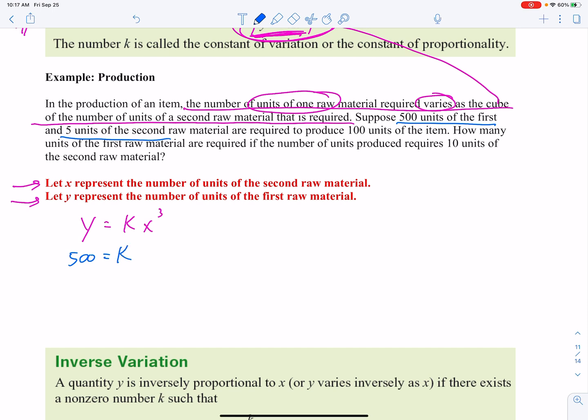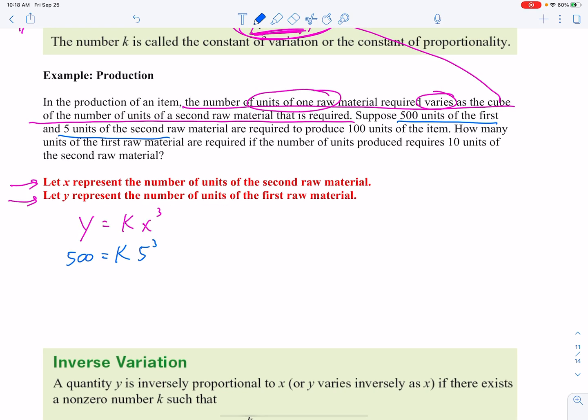Times k, we don't know that yet. But that goes with 5 units of the second material. So 5 cubed. And we're multiplying in between there. Okay, so we'll clean this up. So 5 cubed is 125 times k. And I just switched the 125 and the k there because in multiplication order does not matter.